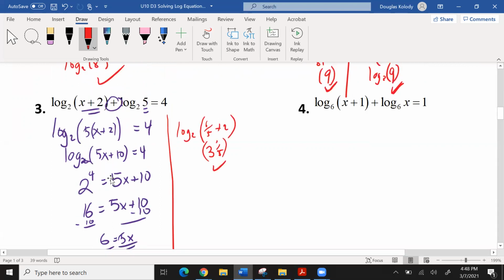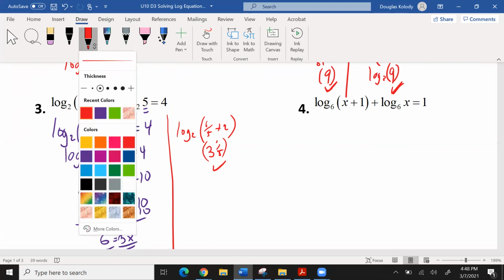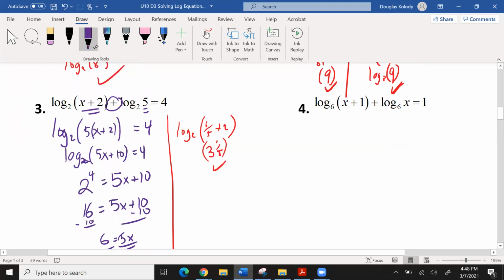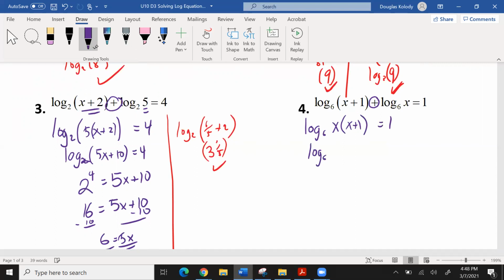And I have one more problem that I am going to do with you. It is number 4. Once again, there's a plus sign in between. So when I condense, I multiply. So this becomes the log base 6 of x times x plus 1, and then that equals 1. So this becomes the log base 6 of x squared plus x. That equals 1.